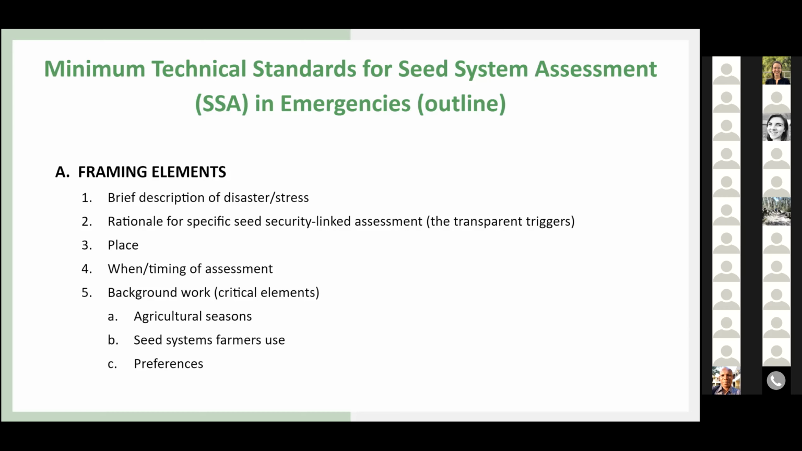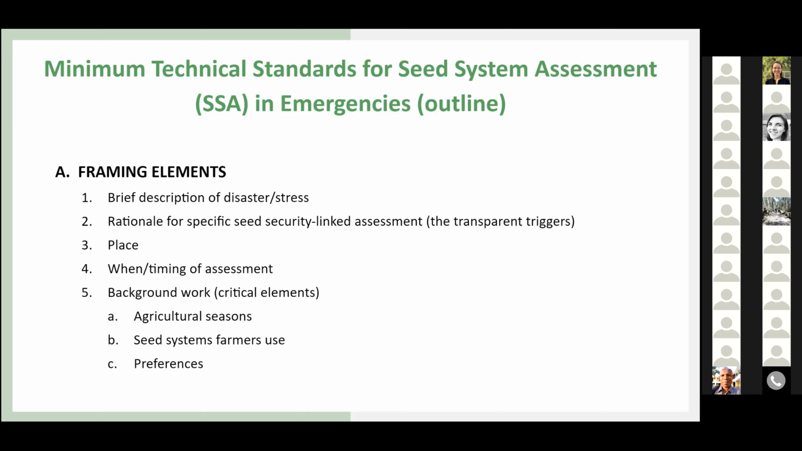Okay, number 2, you have to specify the rationale for a seed security assessment. Why are you doing this? Was there a drought? Is there a war? Was there pest damage? Why do you think you should do the assessment? What was the trigger? You have to describe the place you did it, and probably also where the results are extrapolable to, this place, why was it chosen? And when you did the assessment, post-harvest, pre-harvest, to give an idea of how valid the findings are.